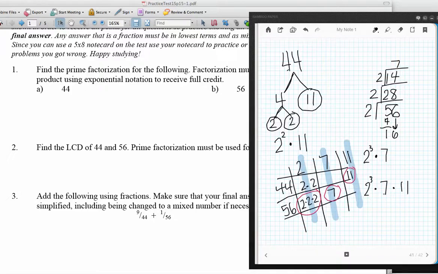So this would be 8 times 11, and 8 times 11 is 88, and then times 7. So we have 88 times 7, and I can either grab a calculator or do that by hand. 8 times 7 is 56, carry the 5, and then 8 times 7 is 56 plus 5 more is going to be 61, and so my least common denominator is 616. So those are those first two problems, and that's how you find the prime factorization.